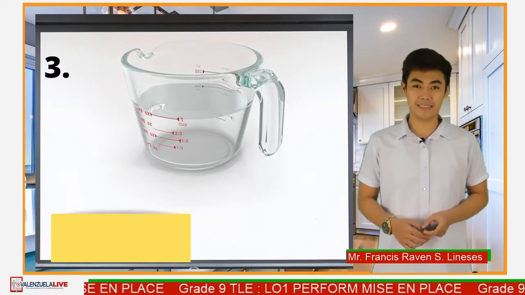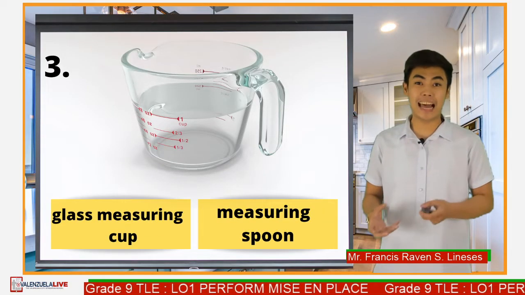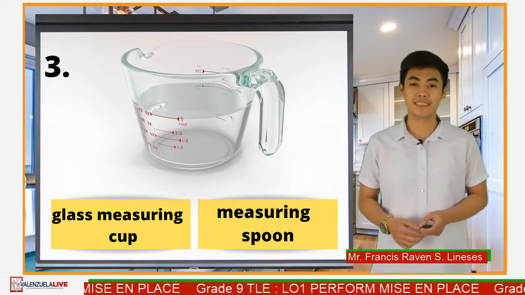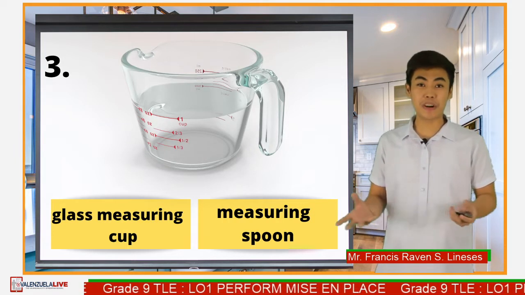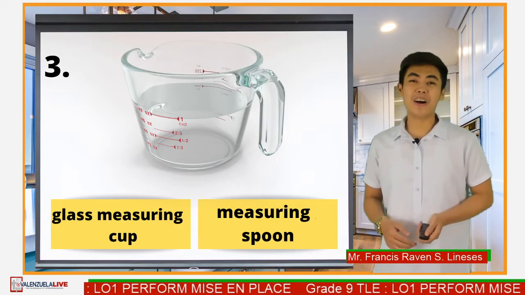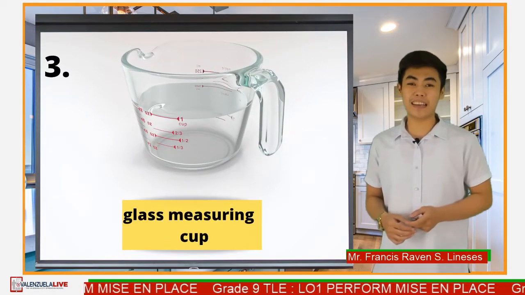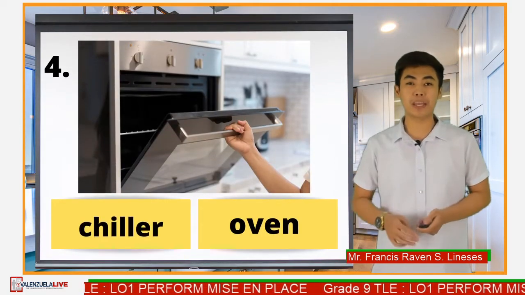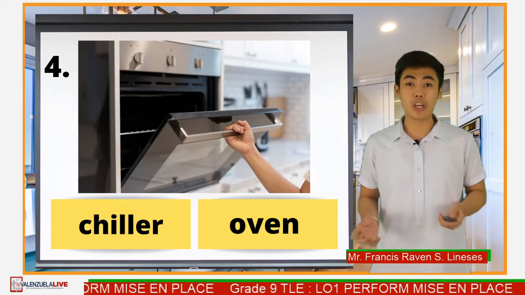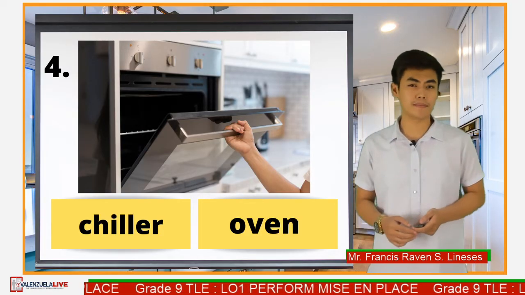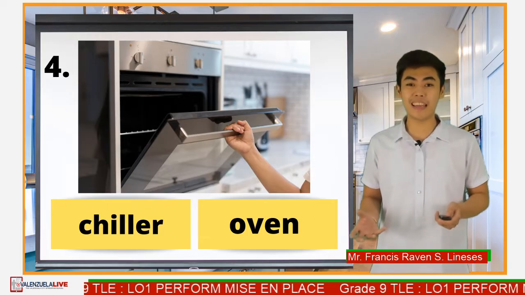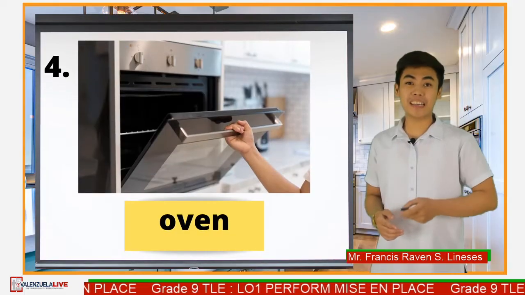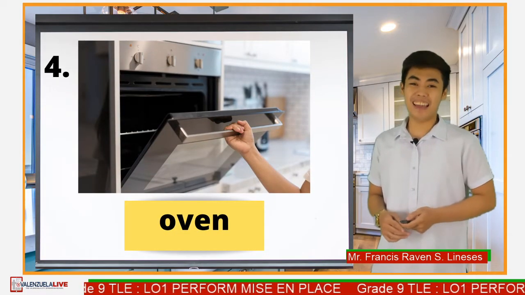Next, number 3. Is it a glass measuring cup or a measuring spoon? What is your answer? Okay, terrific. The correct answer is glass measuring cup. For our fourth picture, the choices are chiller or oven. What do you think is the answer? Okay, if your answer is oven, you are right.